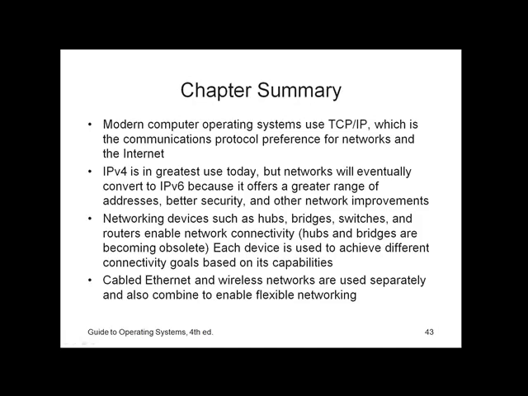Networking devices such as hubs, bridges, switches, and routers enable network connectivity. Now, hubs and bridges are basically becoming obsolete. You're not going to see too many of those around anymore. But switches and routers are the de facto standard on the network. Each device is used to achieve different connectivity goals based on its capabilities, however. Now, cabled Ethernet and wireless networks are used separately, and they're also combined to enable flexible networking.